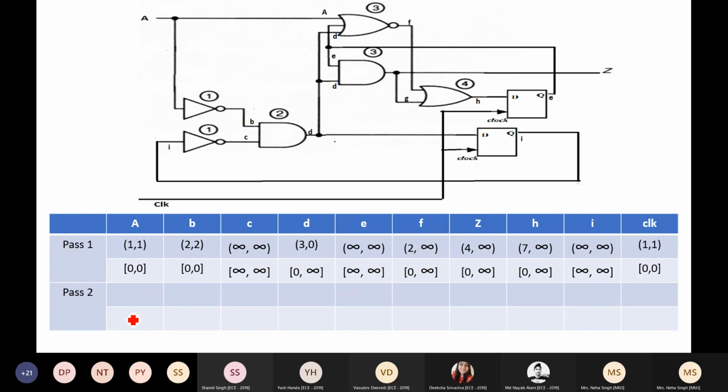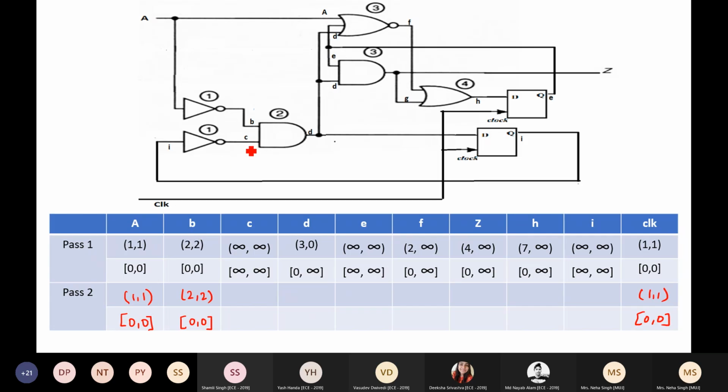Now I redo the calculations for the second pass. The value of A in the previous pass was 1100 and it will remain the same, because this is my primary input. I put the same values in the second pass as well. No change will be observed in the primary inputs, neither in A nor in the clock, so I rewrite the same values. Then comes B. B depends upon A only. There is no change in A, so there will be no change in B either. So B is the same, or you can calculate it again depending upon A.